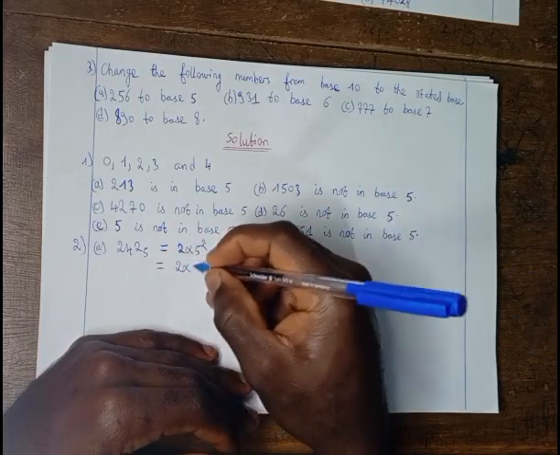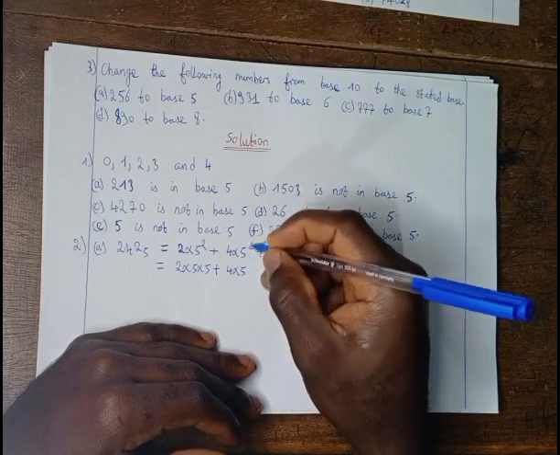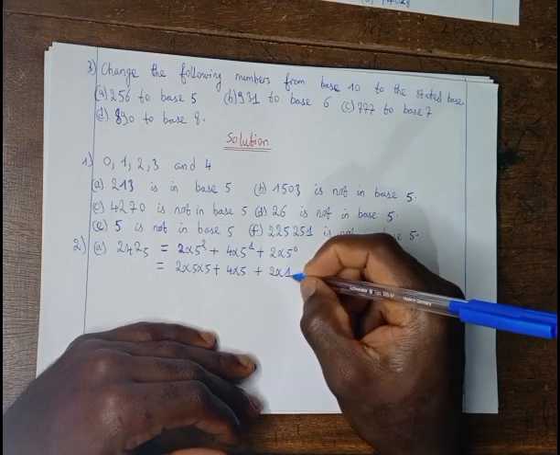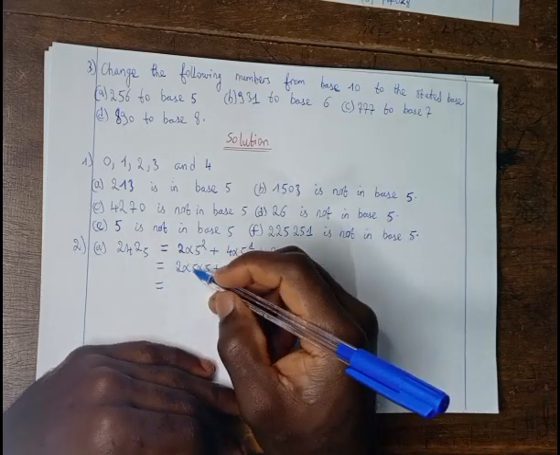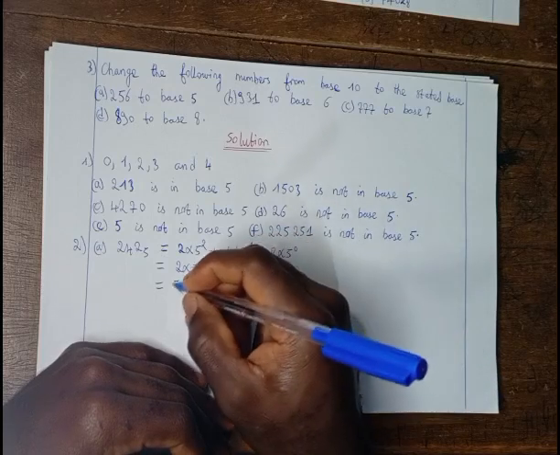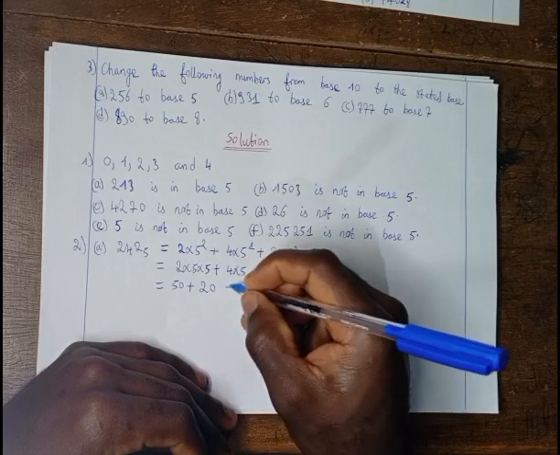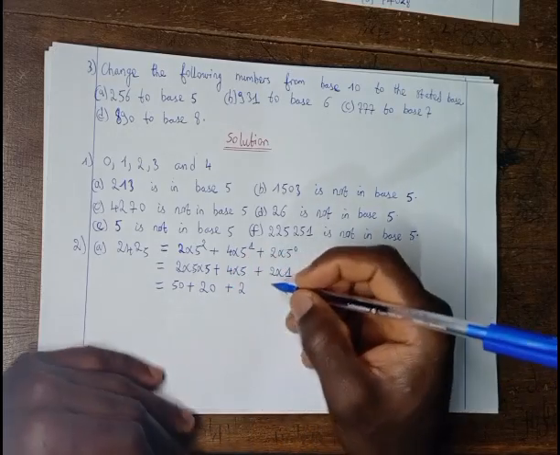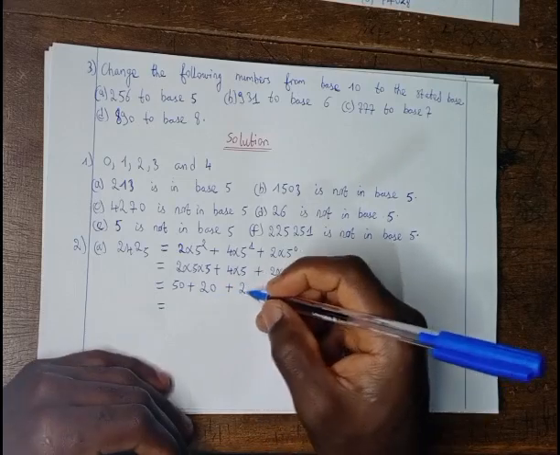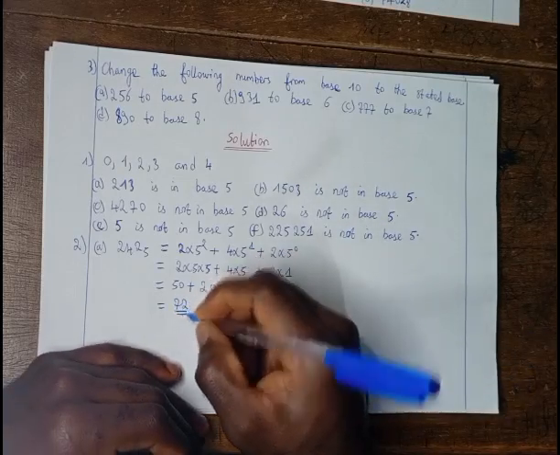This will give us 2 times 5 times 5 plus 4 times 5, since 5 to the power 1 is 5, plus 2 times 5 to the power 0, which is 1. This will give us 2 times 25, which is 50, plus 4 times 5 gives us 20, plus 2 times 1, which gives us 2. 50 plus 20 gives us 70. 70 plus 2 gives us 72.